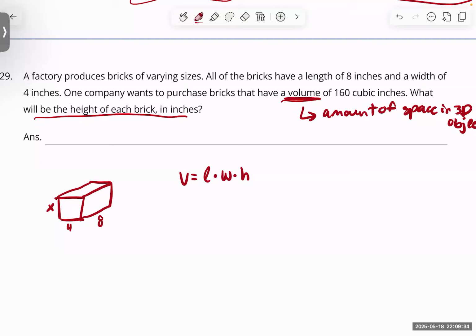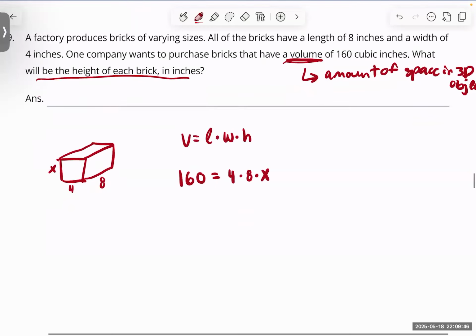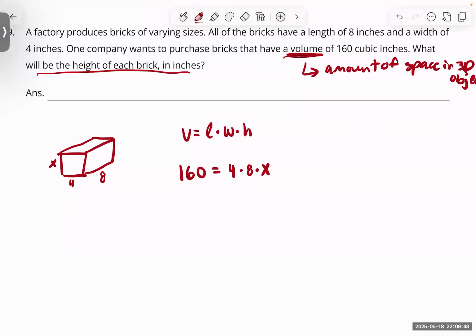Now, it gives us the volume, 160 cubic inches. So 160 equals 4 times 8 times x. Or x times 8 times 4, it doesn't matter, right? This is multiplying. Now, from here, we need to solve for x. So 160 equals 4 times 8 is 32 times x. Again, use a calculator for this. If you have trouble multiplying, use your calculator.